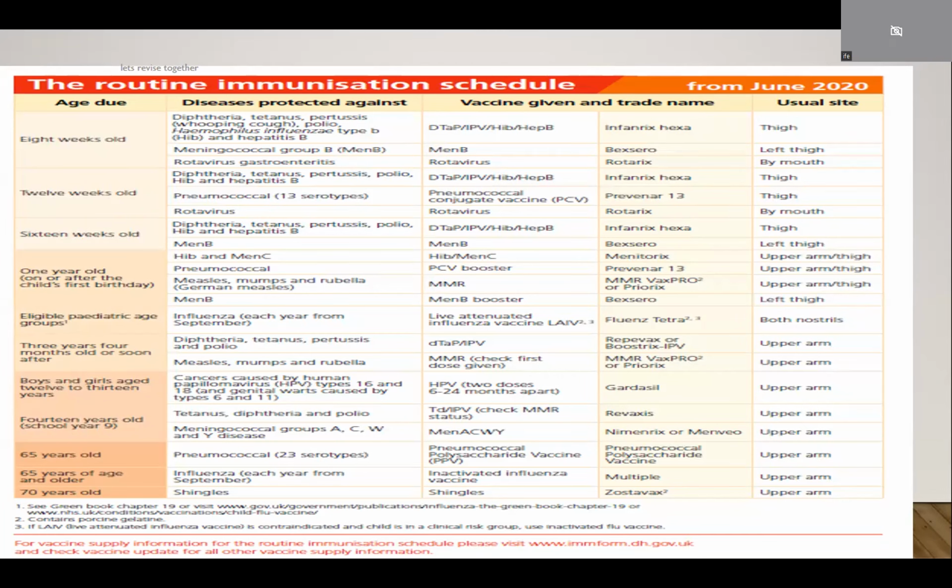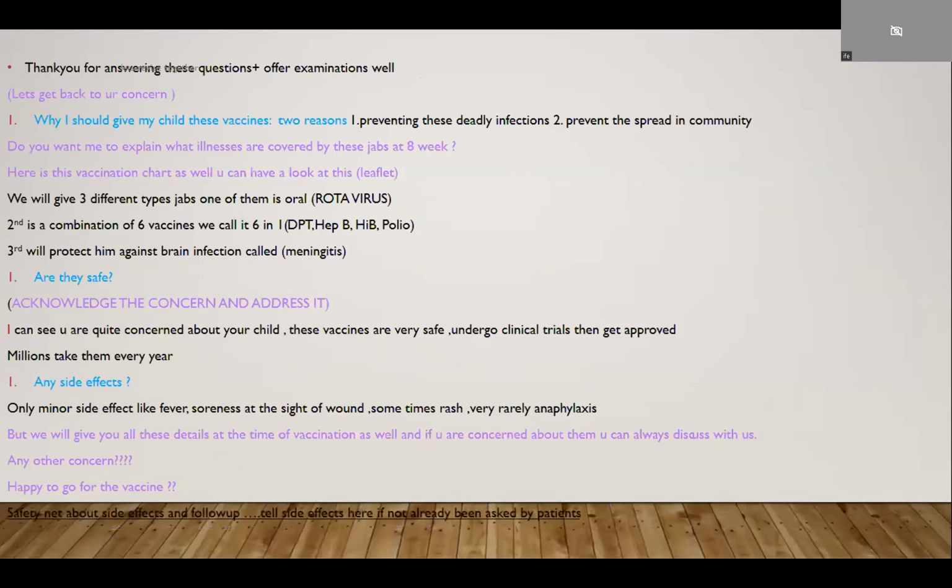Rotavirus is the oral one. And then there is a combination of 6 vaccines which is given as one, which will be diphtheria, pertussis, tetanus, Hep B, Haemophilus influenzae, polio, and then another one which will protect the child from meningitis. So you can summarize it as one vaccine is oral, and then there are 2 jabs. One is a combination and the other one is a single. And these are preventing some deadly infections. So this is part of informed consent.